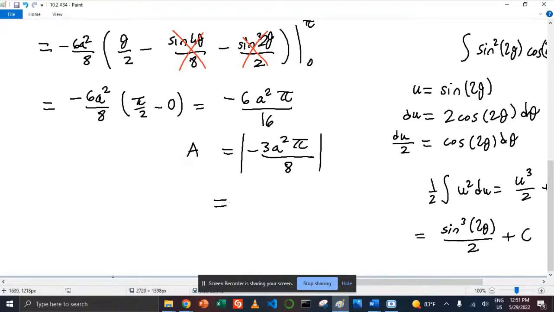But not to worry, it just means that the area is the magnitude of this expression, which is equal to 3a squared pi over 8. And that is the final answer. And this is the area of the asteroid in terms of a.